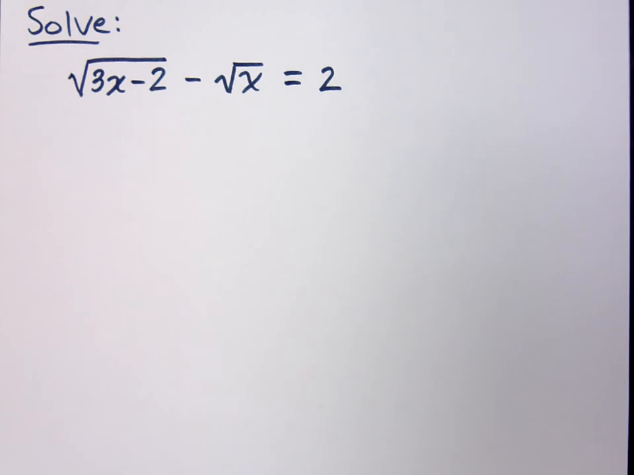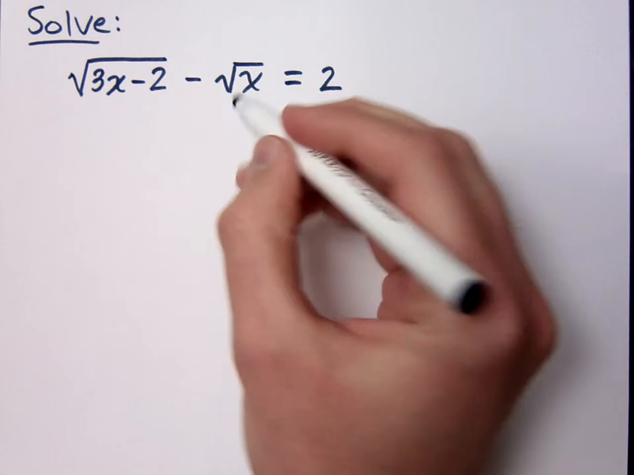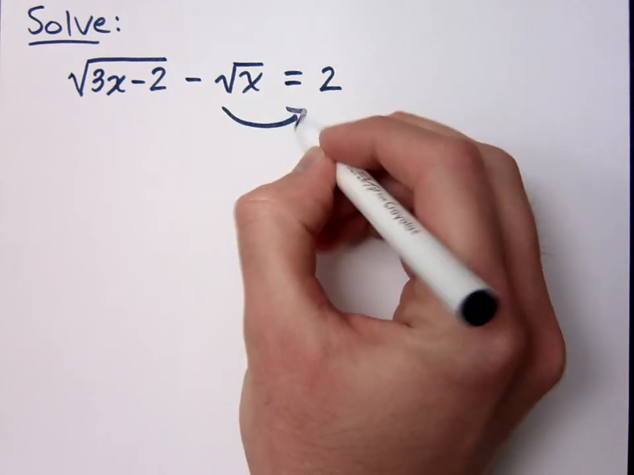In this problem, we want to isolate a radical just like we've done before. So how do I isolate a radical? You want to isolate the most complicated looking one. So what do you want to do? Move the radical x to the other side.